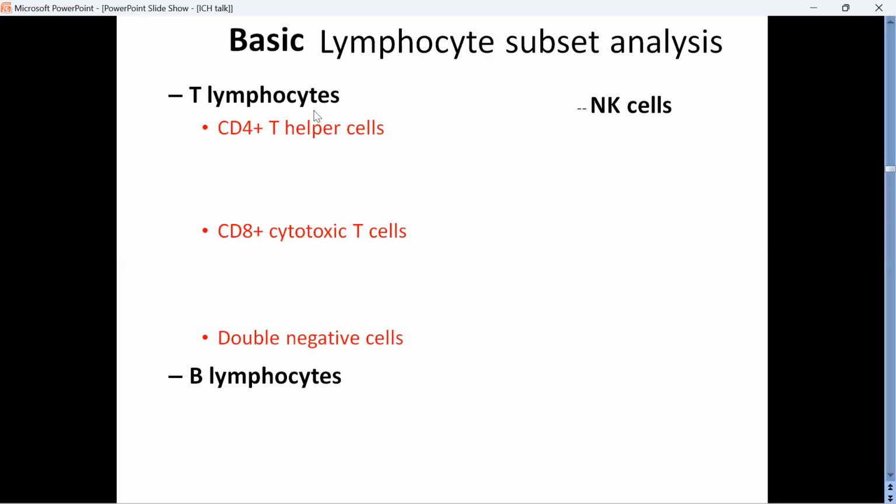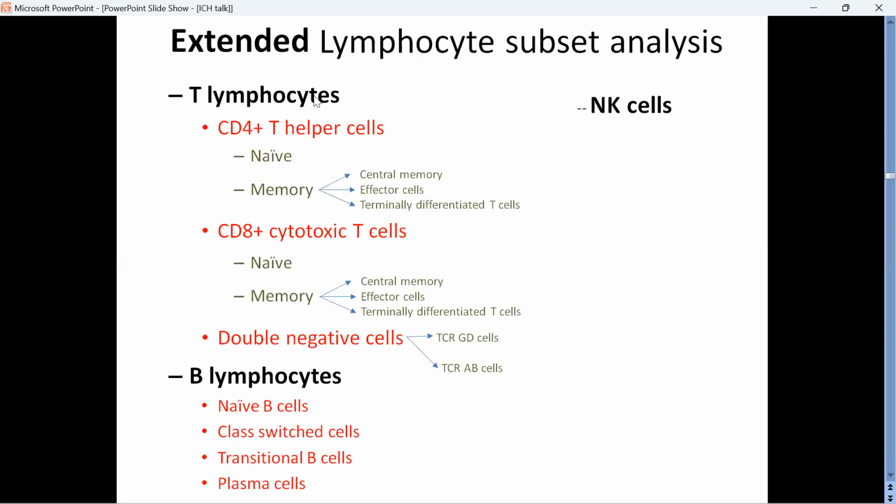This can help you diagnose very classic cases of severe combined immunodeficiency or X-linked agammaglobulinemia, but it cannot diagnose some other conditions. So we sometimes use an extended lymphocyte subset analysis where, apart from the T, NK, B lymphocytes, CD4, CD8 and double negative, we subtype the CD4 cells into naive and memory. The memory cells in turn are classified into central memory, effector memory and terminally differentiated T cells.